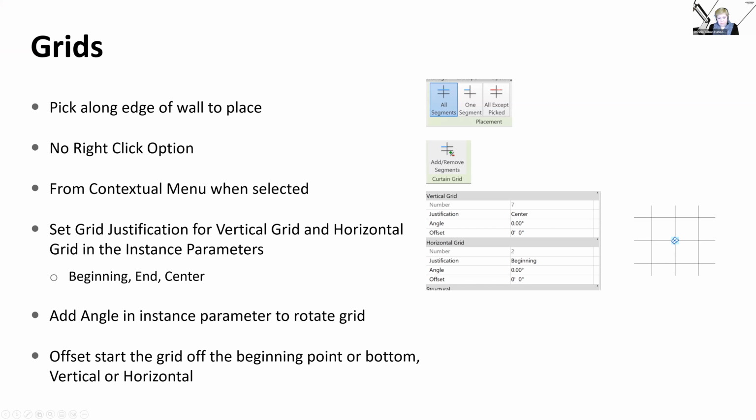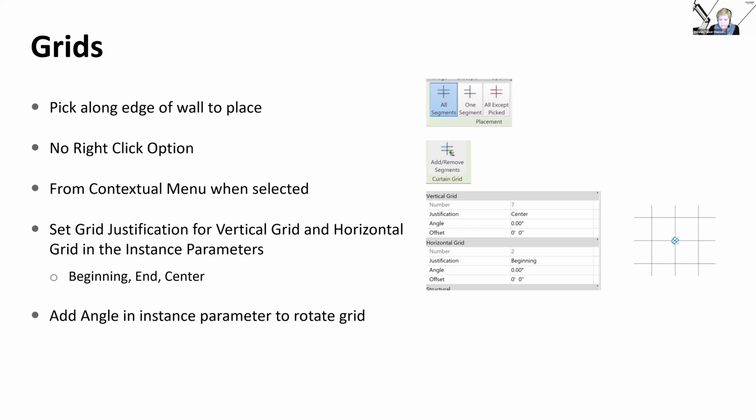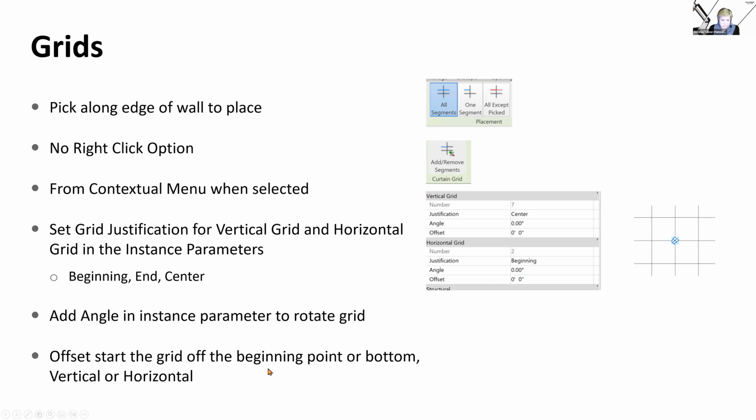You can offset, and offset starts the grid. That would be this option right here on the bottom. You can offset the grid from the beginning point or the bottom for horizontal and vertical. And that's what that would do. So if you put the offset, it's going to relate to whatever this is set to for beginning or the bottom. It's going to offset it that far. So let's just pop over and do it.